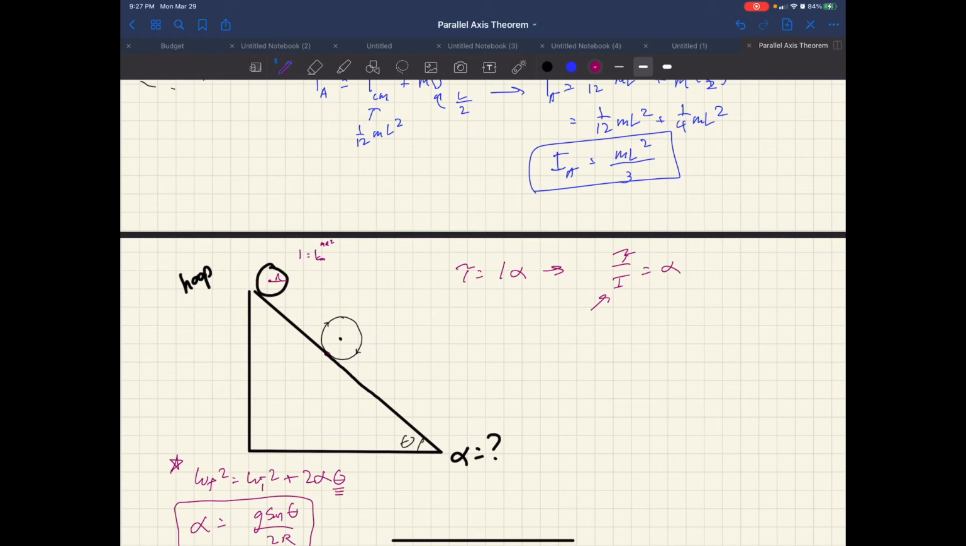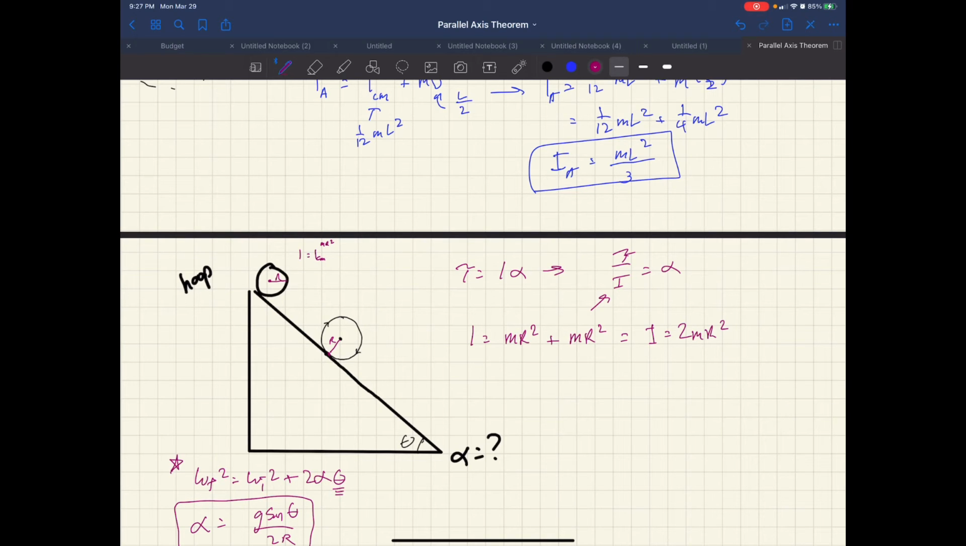Sorry, I guess I didn't zoom out enough. Here we go. Let's try it again. So the I value is going to be, now for a hoop, it's mr squared. And now this piece right there also has a distance of r away from the center of mass. So it's going to be an additional piece of mr squared for a grand total of 2mr squared. That takes care of the I.